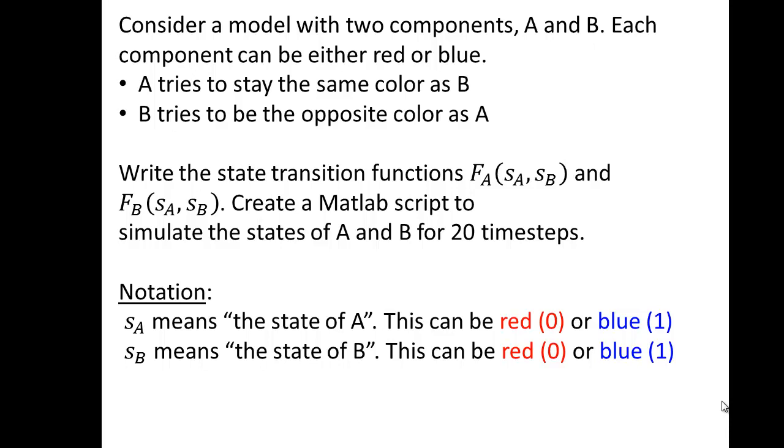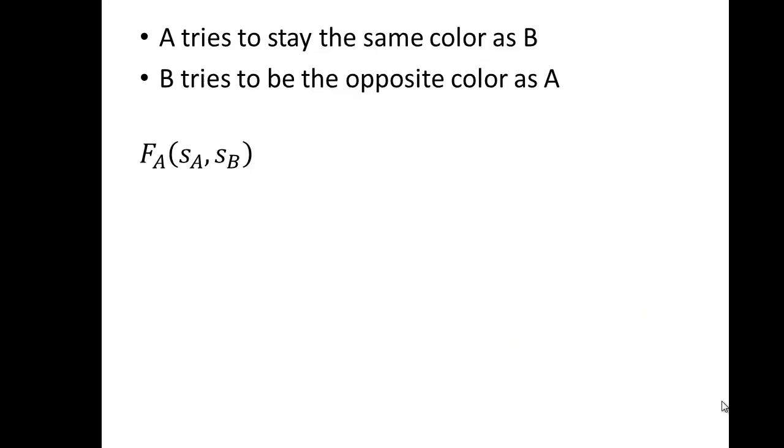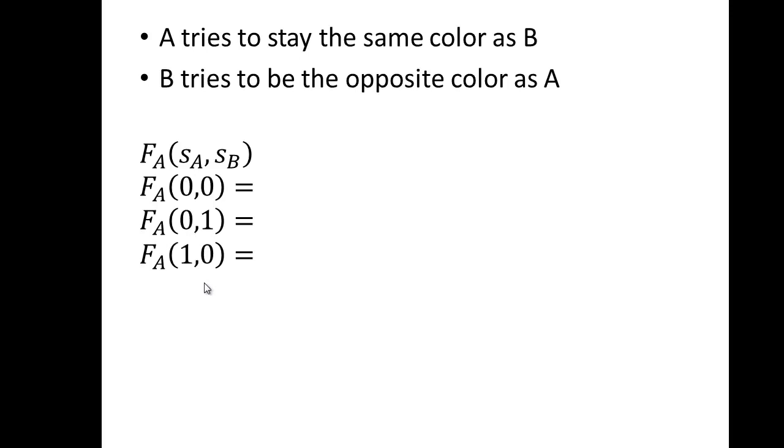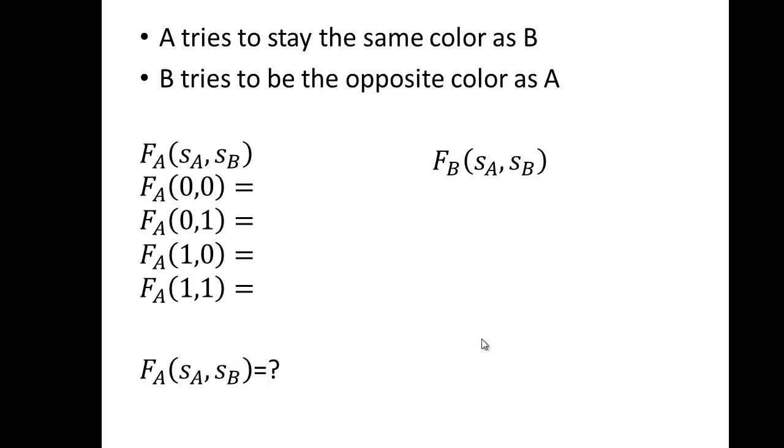So let's think about all the different states that A and B could take on. This notation, F sub A, means what's A going to do with given input states of A and B. So for example, what's A going to do if A is 0 and B is 0? Similarly, what would A flip to or change to if A were 0 and B were 1? Or if A were 1 and B were 0? Or if they were both 1? As a result of working through that, we can come up with the function F sub A as a function of the state of A and the state of B. Then we'll go and do the same thing for B.